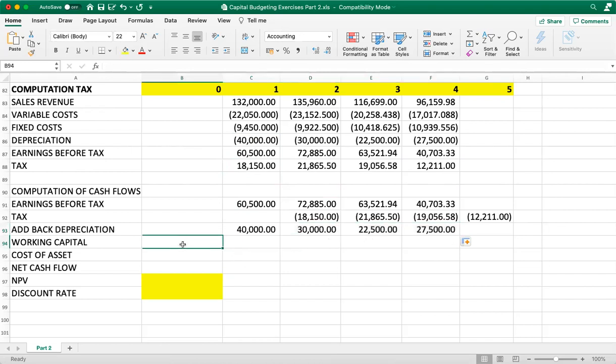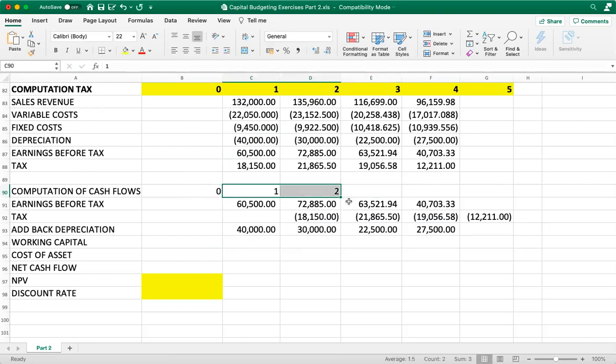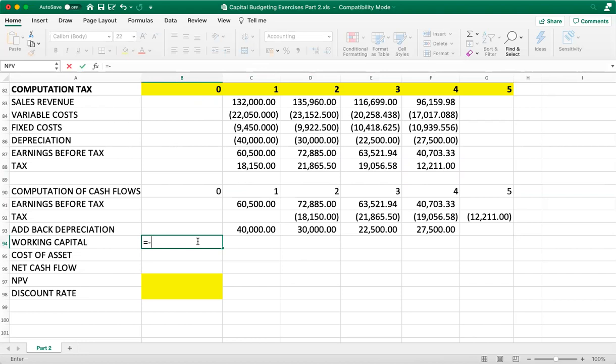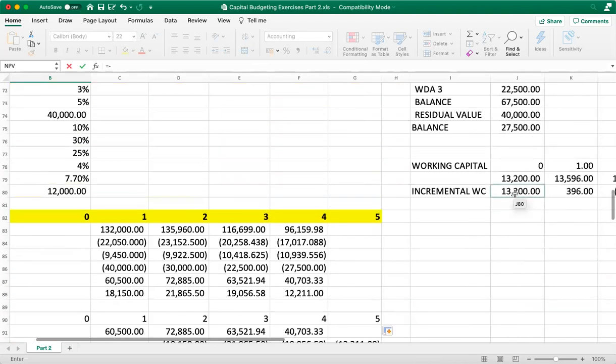Next, we pick our working capital. Now, working capital will start from year 0. So cash flows from year 0, 1, 2. So year 0, we say equals minus, because you are paying out, because you are investing in working capital. So we pick our figures for working capital. The figure for year 0 is 13,200.